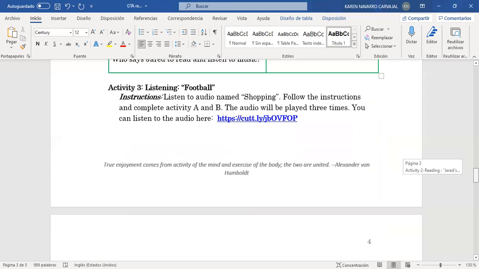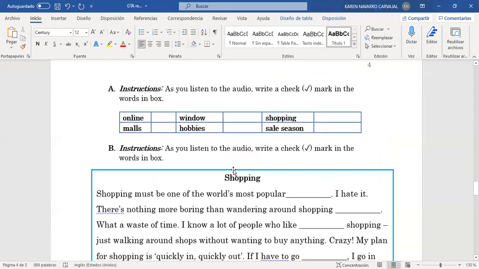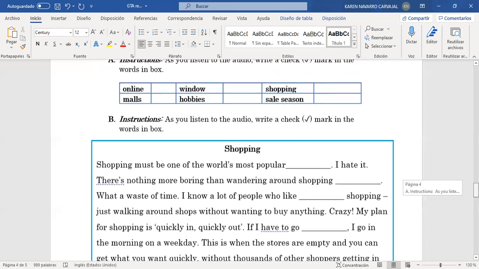Now listening, this is the activity 3. This is a listening exercise. So you will listen to an audio. Remember to click here, and you will find the audio available. Here you have some words with which you will complete this text, the listening exercise.